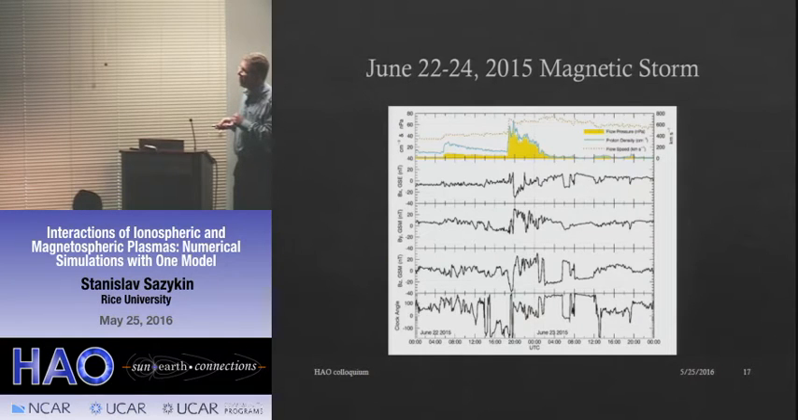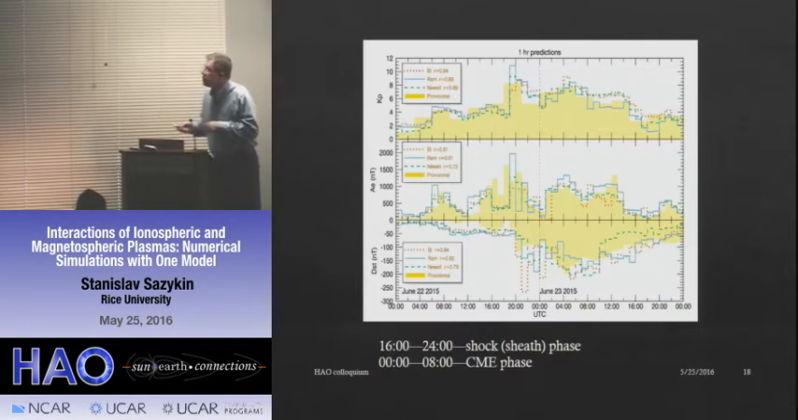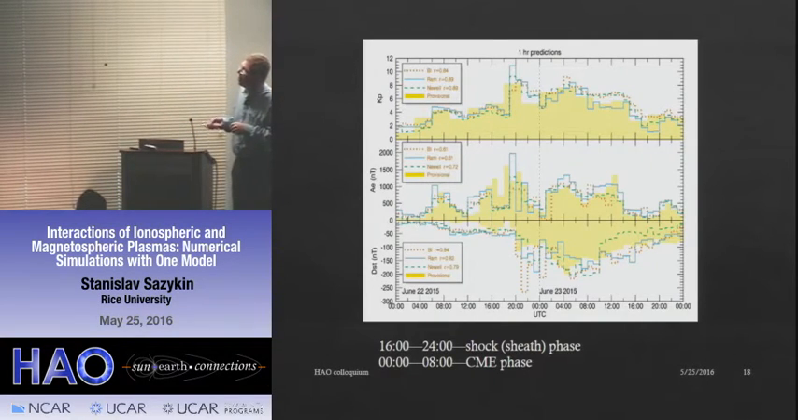Then for the next 8 hours, it was a magnetic cloud that produced another main phase. You can see it on the Dst here. There's a peak here, and then there was a second bigger peak here. So this is one of those 2 peak storms.